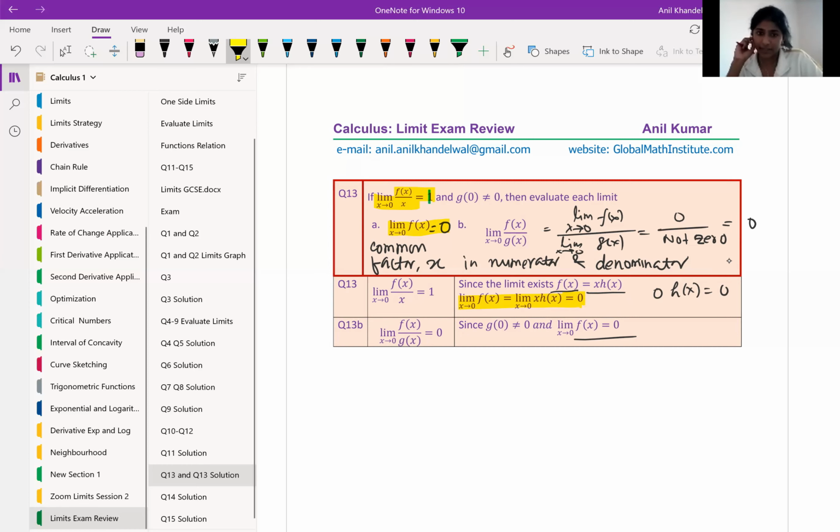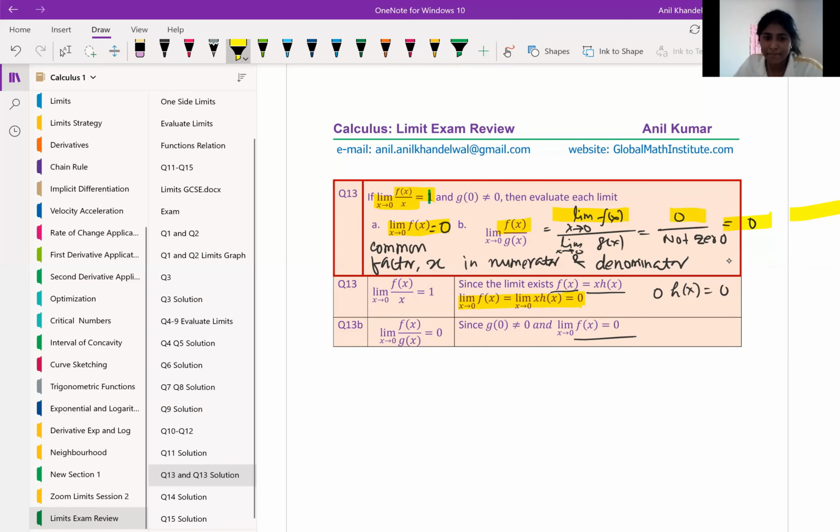So we just found out that f of x, so that part helps us with the second part. Yes. F of x we said is 0, so 0 divided by g of x, yeah, so 0 divided by anything that's not 0 is 0. Correct. Question number 13 is done.